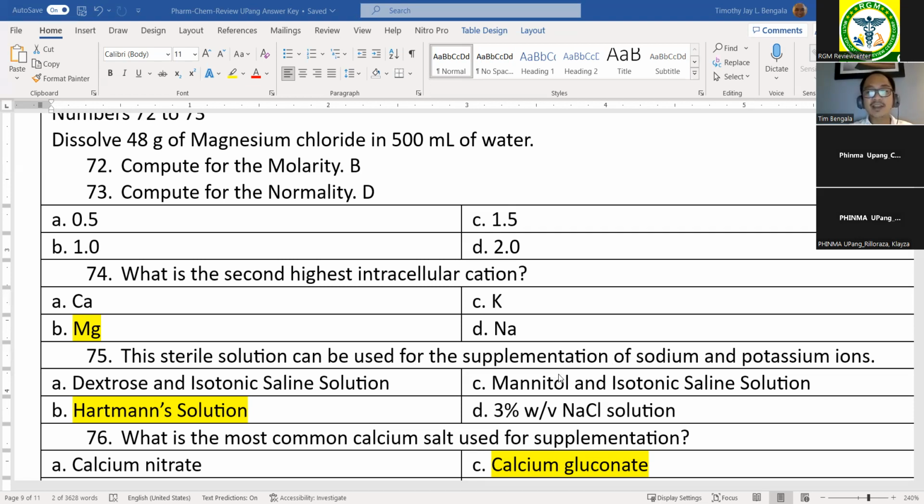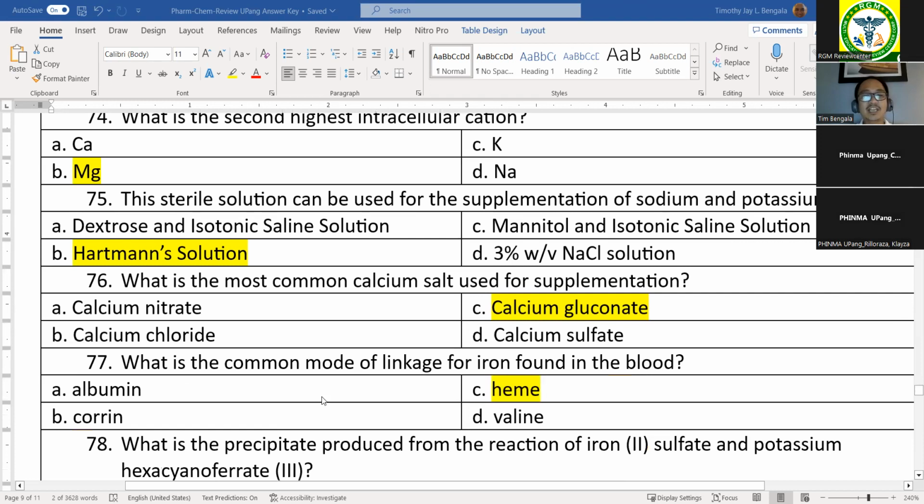Okay, number 75, this is your Hartmann's. A sterile solution used for the supplementation of potassium ions is lactated Ringer's. So Hartmann's is the lactated Ringer's solution. And Ringer's solution will contain 3 ions: calcium, potassium, and sodium. Then dextrose and isotonic saline only have sodium. Mannitol and isotonic saline also only have sodium. This one also only has sodium. So only this one has potassium. That's why letter B is the answer.